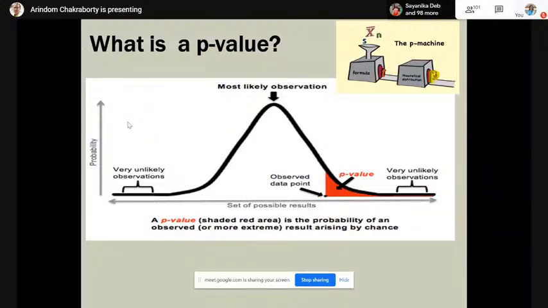You can see that as the observed data point goes towards the right of the graph, your p-value will go smaller and smaller. That means the most likely observation is in the middle, and if your data point is towards the right of the graph, your observed data point is far from the most likely observation. That means whatever we are saying is not correct, so now your null hypothesis will be rejected. So this is the formal definition of p-value, the probability of an observed result arising by chance.